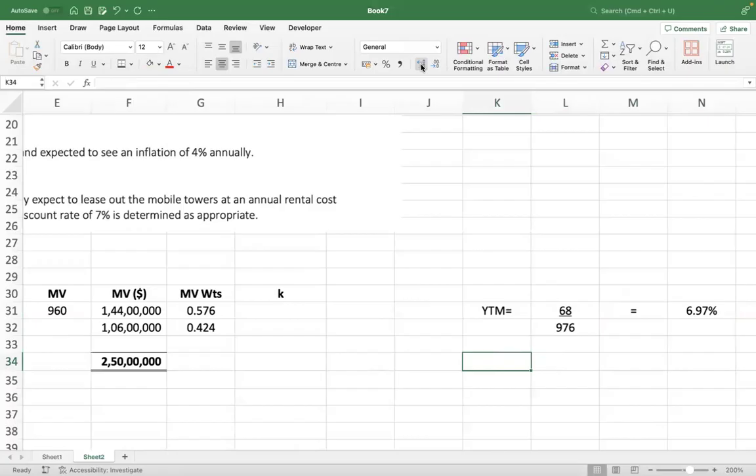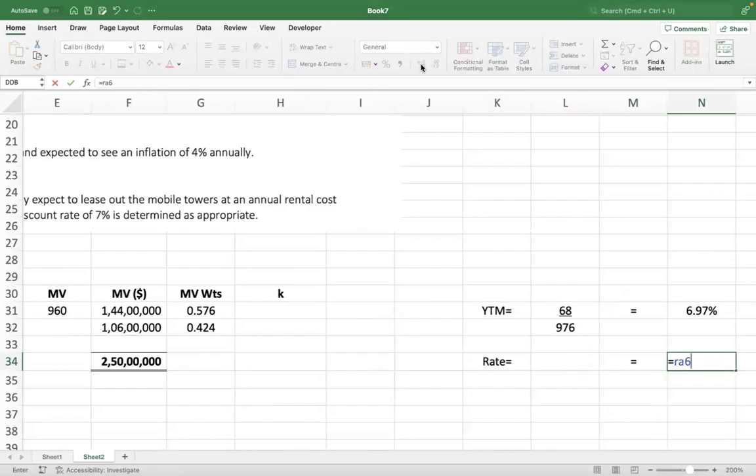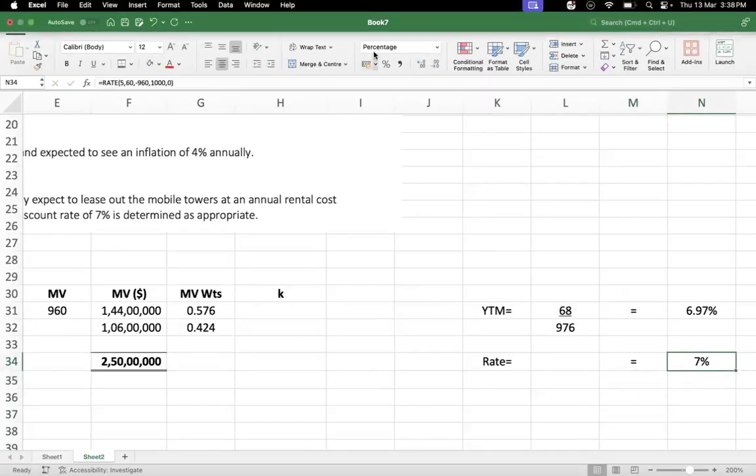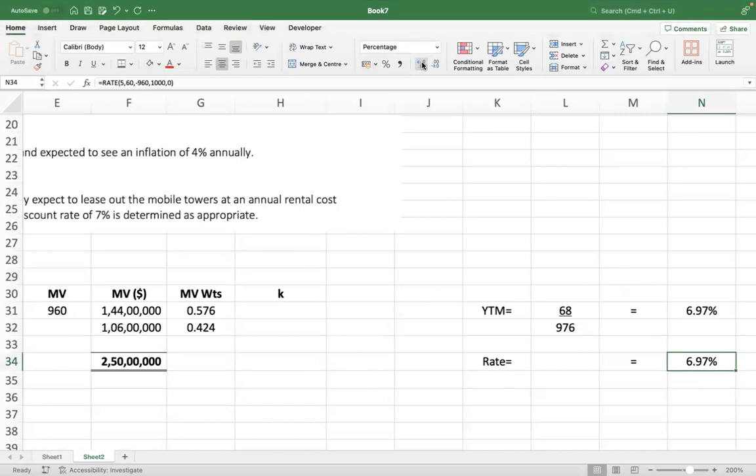Now, you can also use the rate function in Excel. So is equal to rate. The investor gets for 5 years $60 as coupon. He has to pay 960 now for the bond, and this will mature at 1,000. So you will get the same percentage, 6.97%. Do you see? So whether we use the YTM or we use the rate function, both of them are going to lead you to the same result, which is 6.97%.